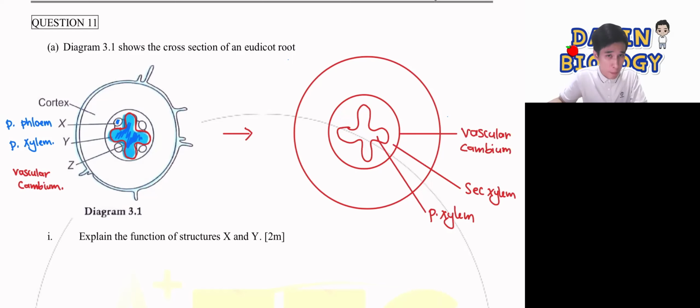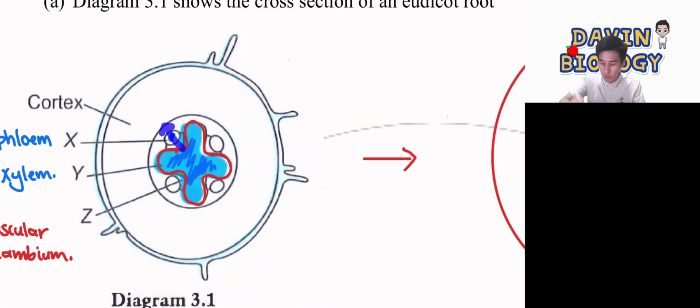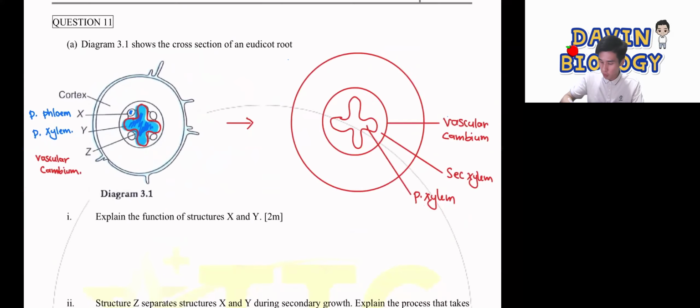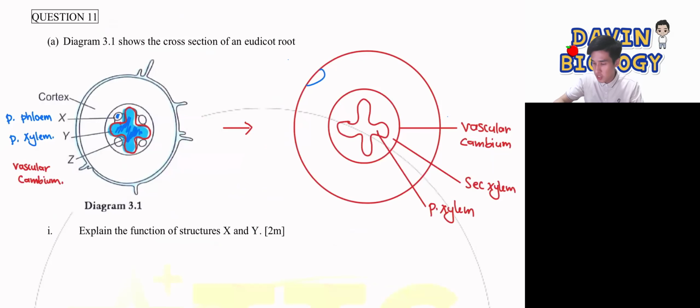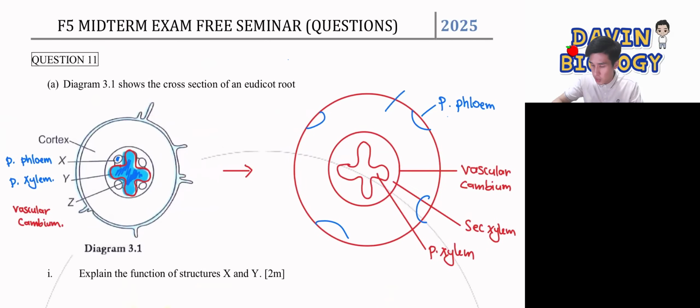Now, where is the phloem? Since this cambium grew outwards already, this primary phloem will be pushed far away. So your primary phloem now is these four. 1, 2, 3, 4. So that is your primary phloem. Your secondary phloem is this whole thing.